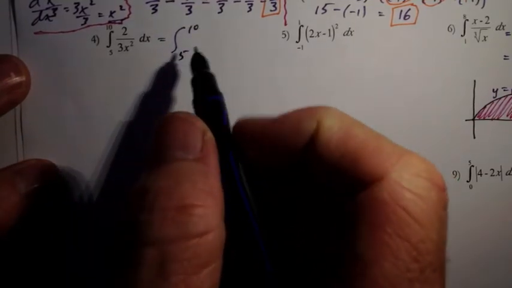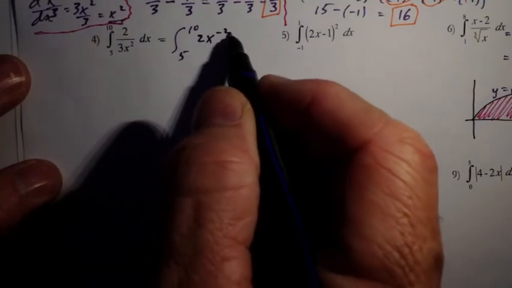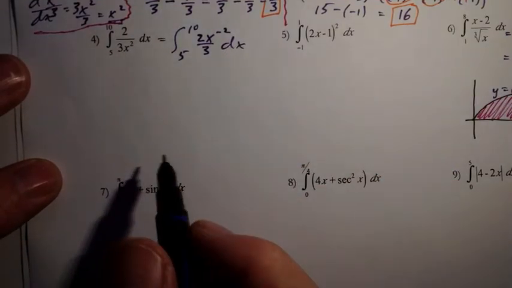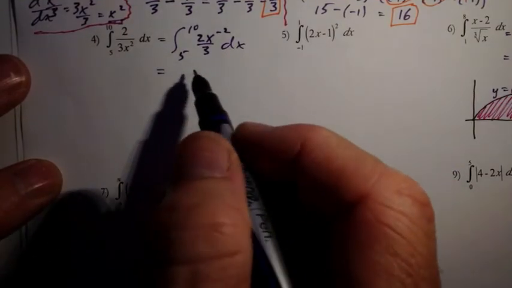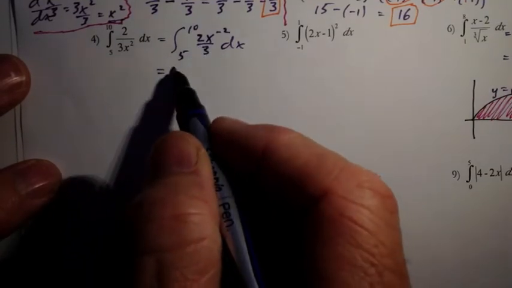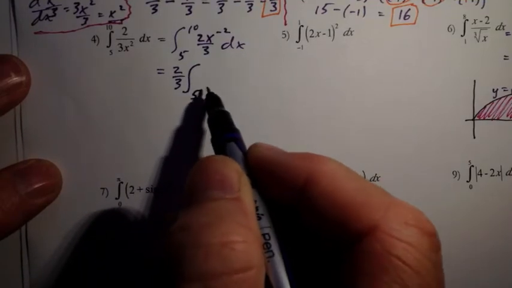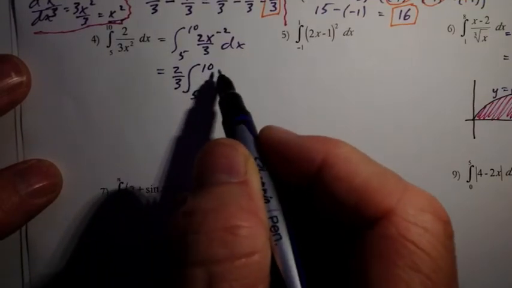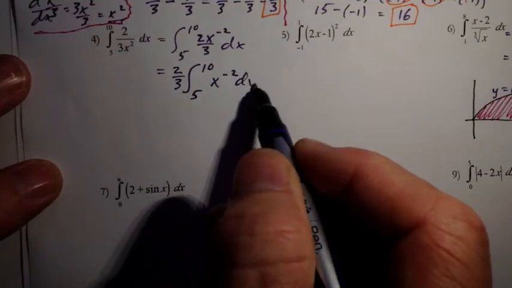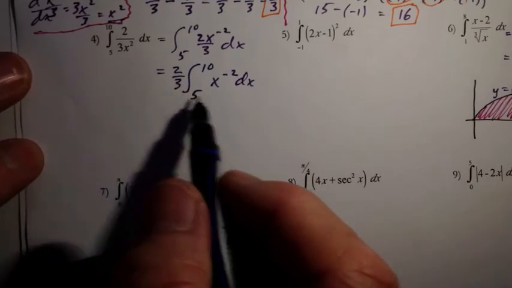The integral from 5 to 10 of 2x to the negative 2 over 3 dx. Here's another little trick. It's not really a trick, but it's something very helpful. Notice 2/3 times the function there. We can bring the 2/3 out in front of the integral symbol and then integrate from 5 to 10, and we can integrate x to the negative 2 dx, which makes that a lot better.